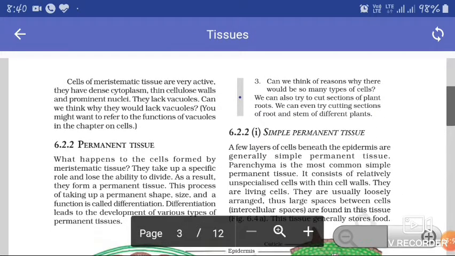Cells of meristematic tissue are very active. They have dense cytoplasm, thin cellulose walls, and prominent nuclei. They lack vacuoles. Can we think why they would lack vacuoles? You might want to refer to the function of vacuoles in chapter 1, the cell. Do you know about the vacuoles? If you have a problem, ask me again about vacuoles.